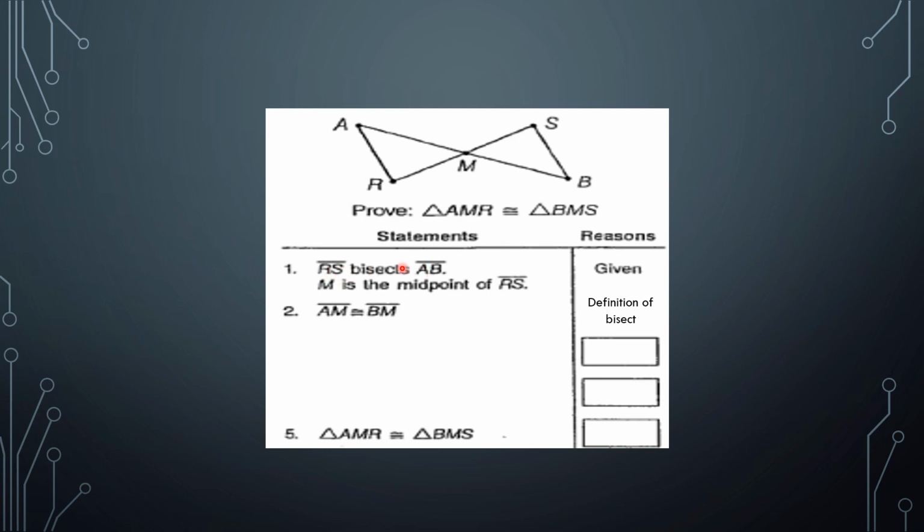The next thing, it says that M is the midpoint of RS. Okay, M is the midpoint of RS. So that means that we have two segments that are going to be congruent, one on the left side of M and one on the right side of M. So we can make that statement. And how do I know that? Well, that's what it means to be a midpoint. So that's the definition of midpoint.